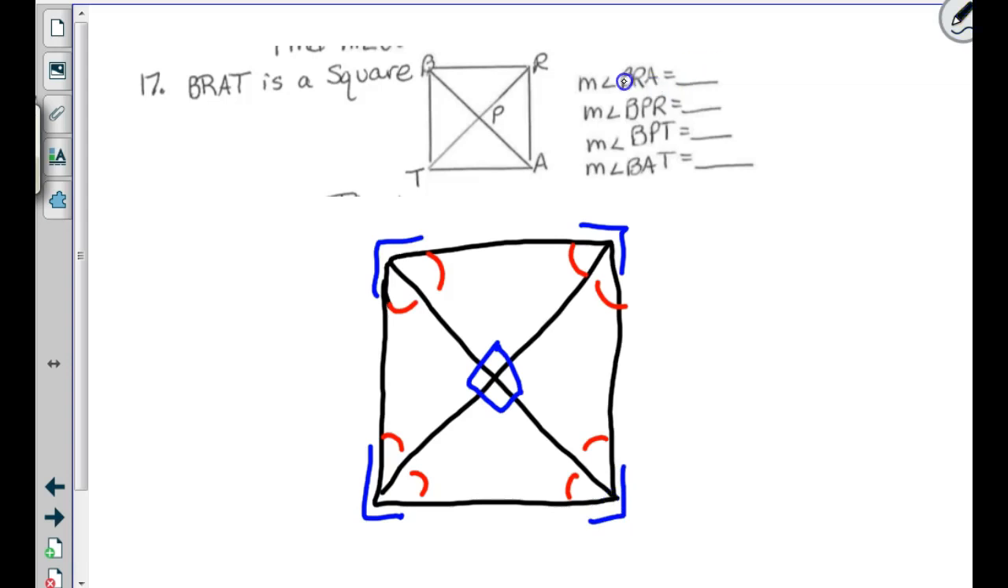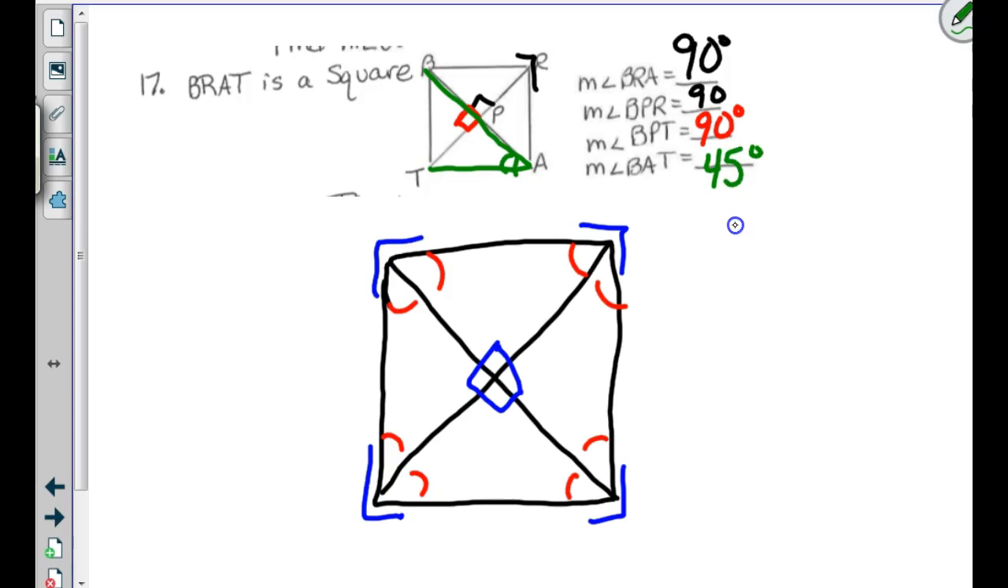So it says BRA, which would be the whole thing here. So that's a 90. BPR, if I trace out, is this one. So that's a 90. The first one was that one. BPT, that's this one, another 90. And then BAT is this guy, and that's the 45, okay?